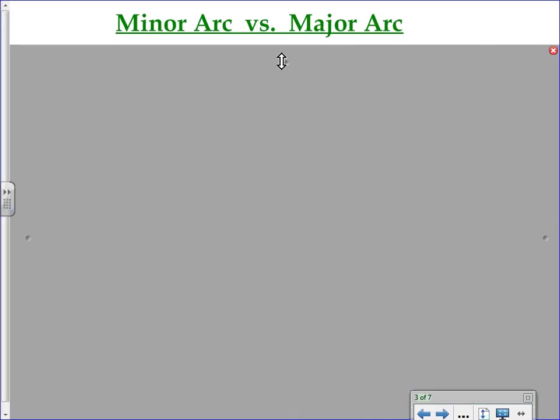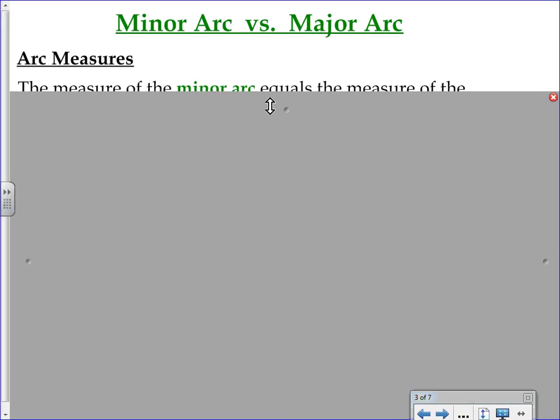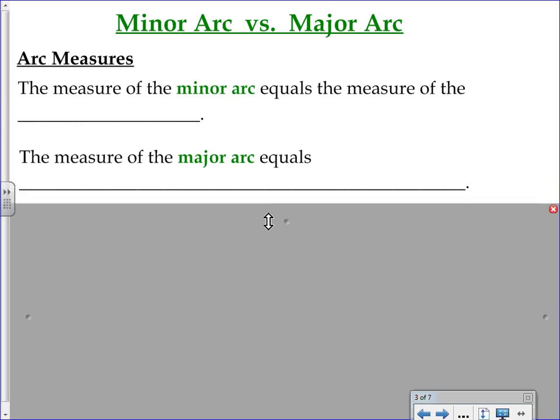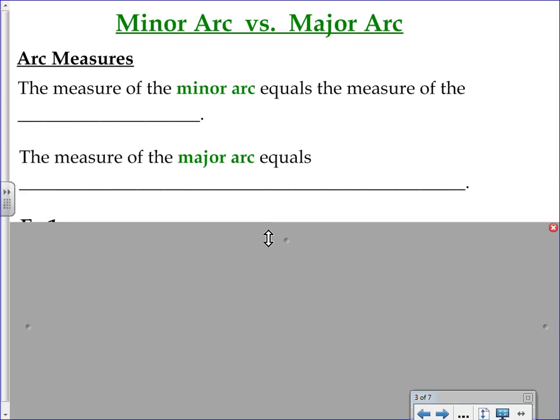So we're just going to focus on the minor arc versus that major arc. All right, so you guys have this on your notes here. We're just going to fill in the blank. So under arc measures, the measure of the minor arc equals the measure of the corresponding central angle. And we'll do an example in a second so you guys can see what that means.